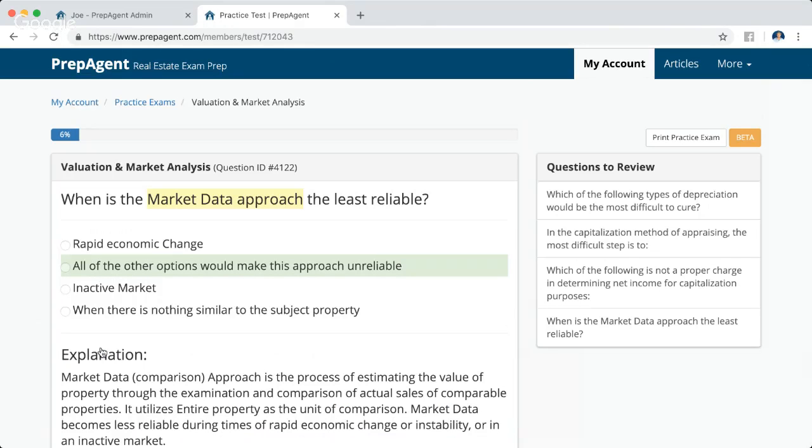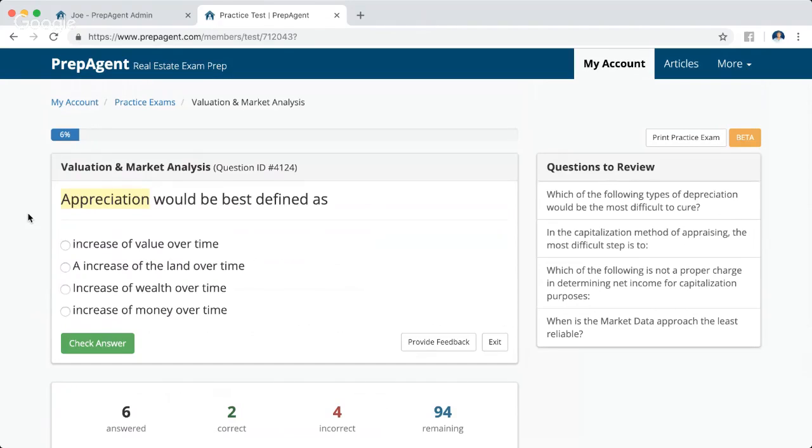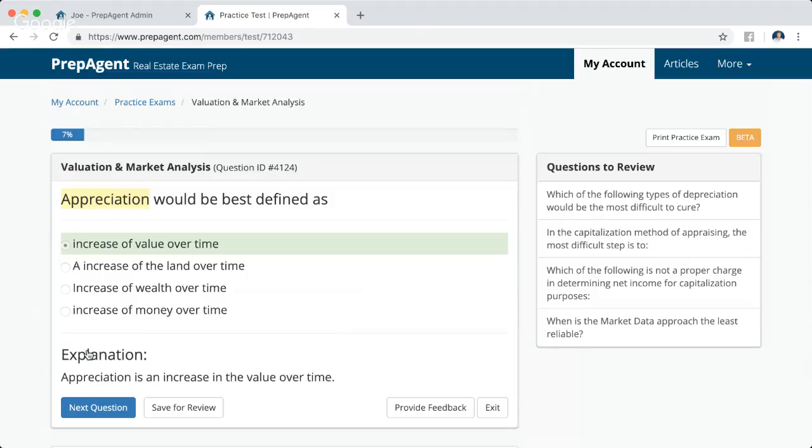B, all the other options would make this approach unreliable. Appreciation would best be defined as A, increase of value over time, B, an increase over the land over time, C, increase of wealth over time, or D, increase of money over time. Increase of value over time. Good.